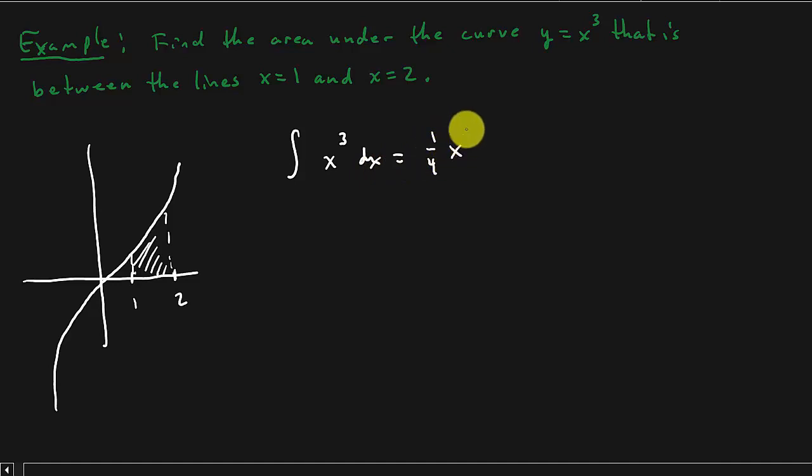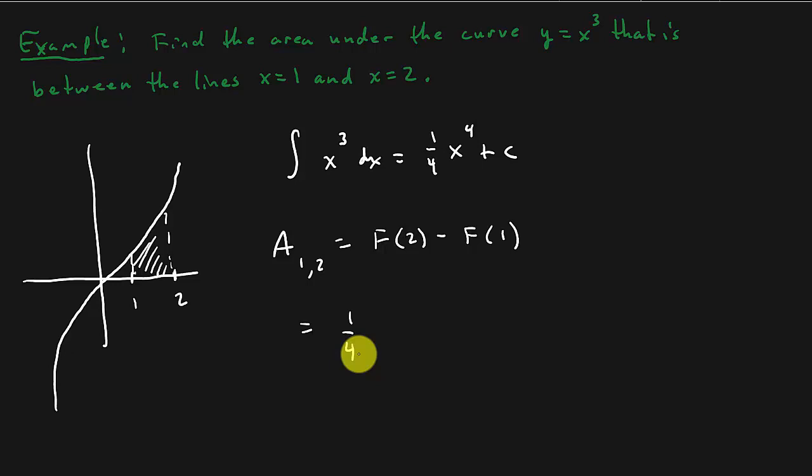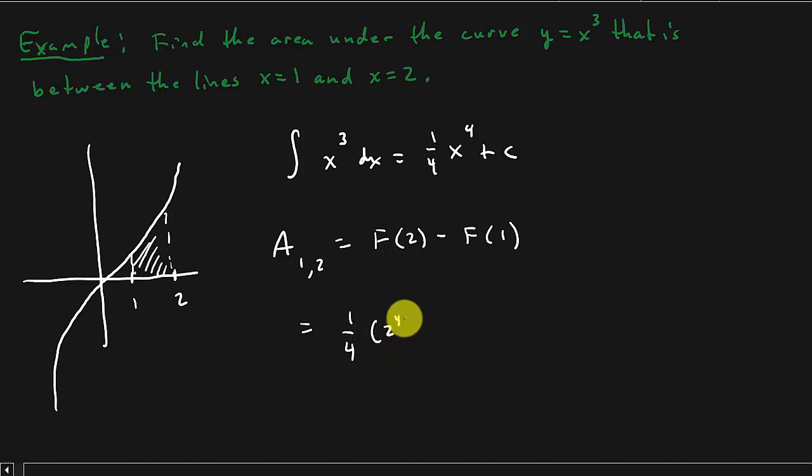So that's 1/4 x to the 4th plus c. So my area from 1 to 2 is equal to f of 2 minus f of 1. And so this is going to be 1/4. Now, let me show you something here also. If you're taking notes, just stop writing right now. All right, so that would be 1/4 times 2 to the 4th minus 1/4 times 1 to the 4th. Okay, and remember, we just don't write the c because they're going to cancel out.